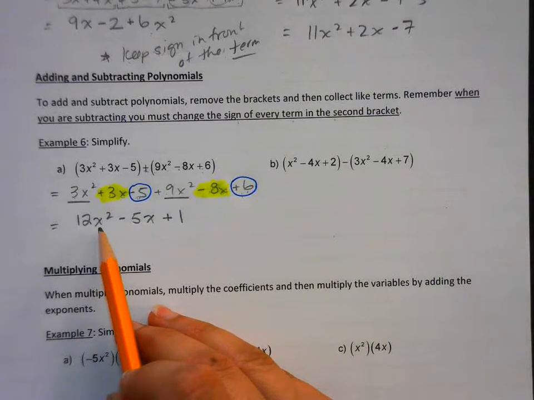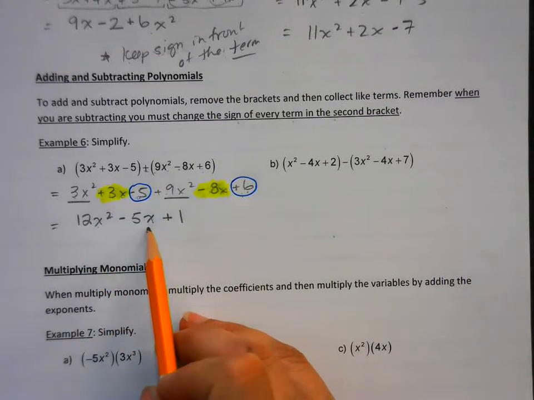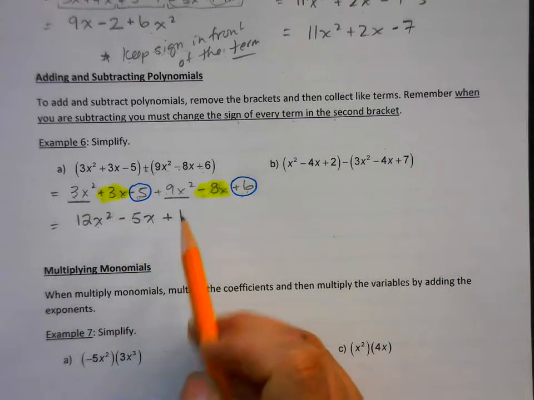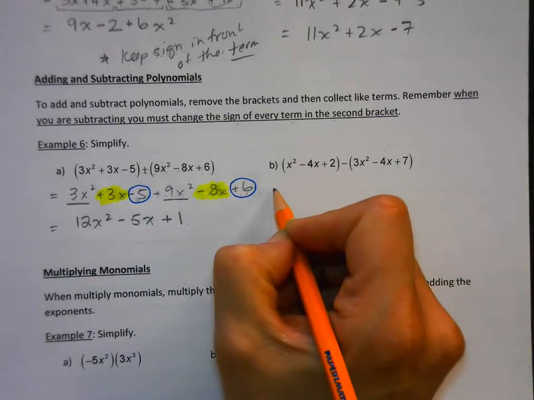And do a double check here. This is an x squared term. This is an x term. That doesn't have any variables. So that is simplified as much as it can be.